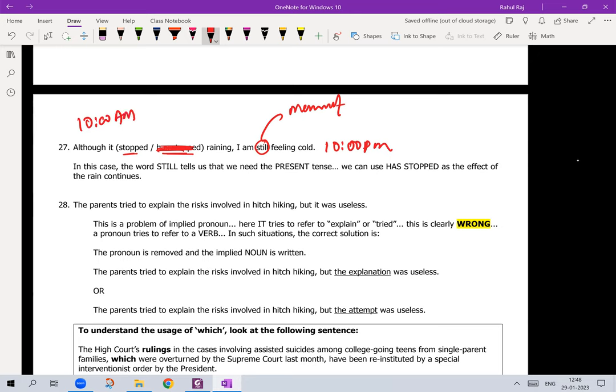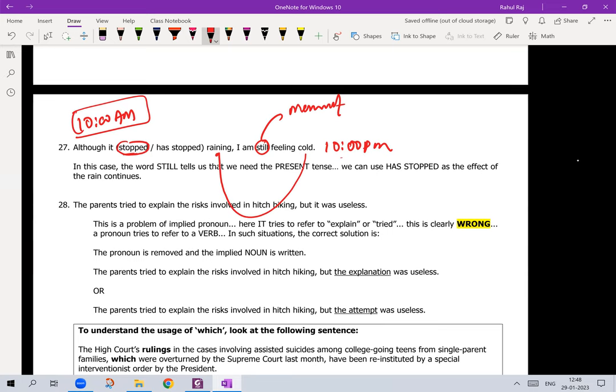Do you really feel the sentence is making any sense to you? When you say at 10 p.m. in the night, I'm feeling cold, why would you say, although it stopped raining at 10 o'clock in the morning, I'm still feeling cold? Why do you want to associate your cold with rain? If you want to do that, then you should write has stopped raining. Because if I simply say stopped raining, it might have stopped at 10 a.m. in the morning and you're making this statement at 10 p.m. at night.